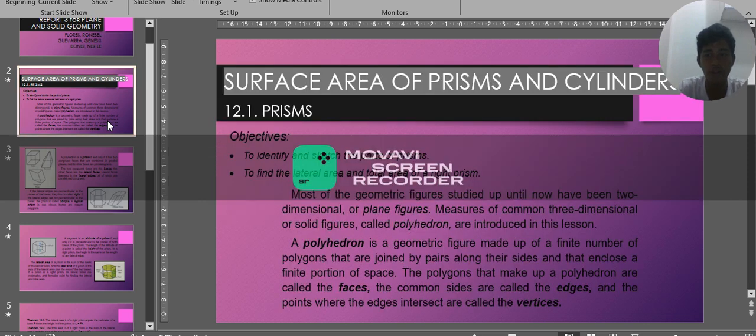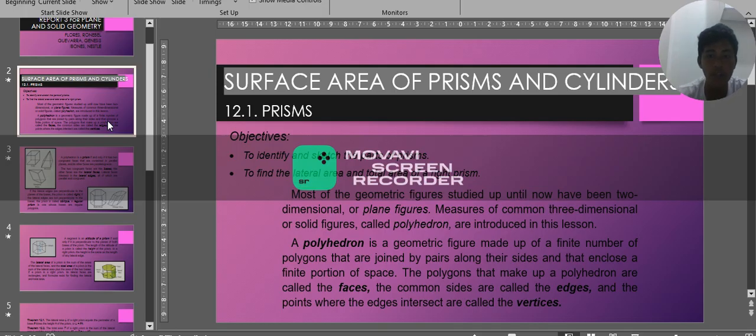The topic that I will be discussing to each and every one of you is all about the surface area of prisms and cylinders. Our focus is in prisms. According to here, most of the geometric figures studied up until now have been two-dimensional. A plane is a kind of two-dimensional figure, a line also. For now, we were talking about plane figures.